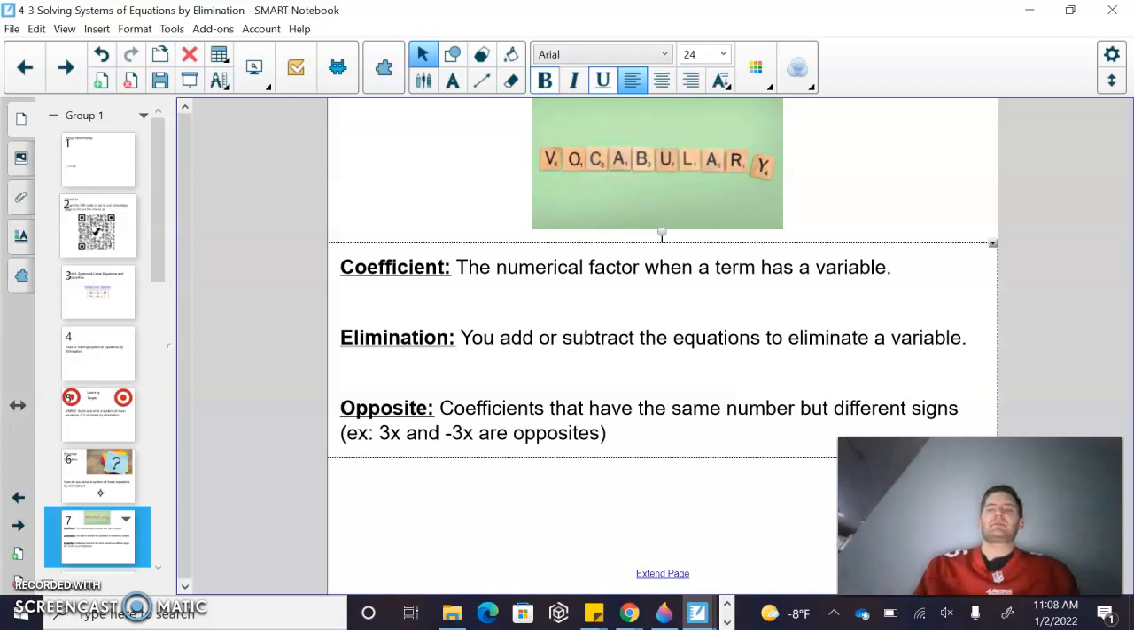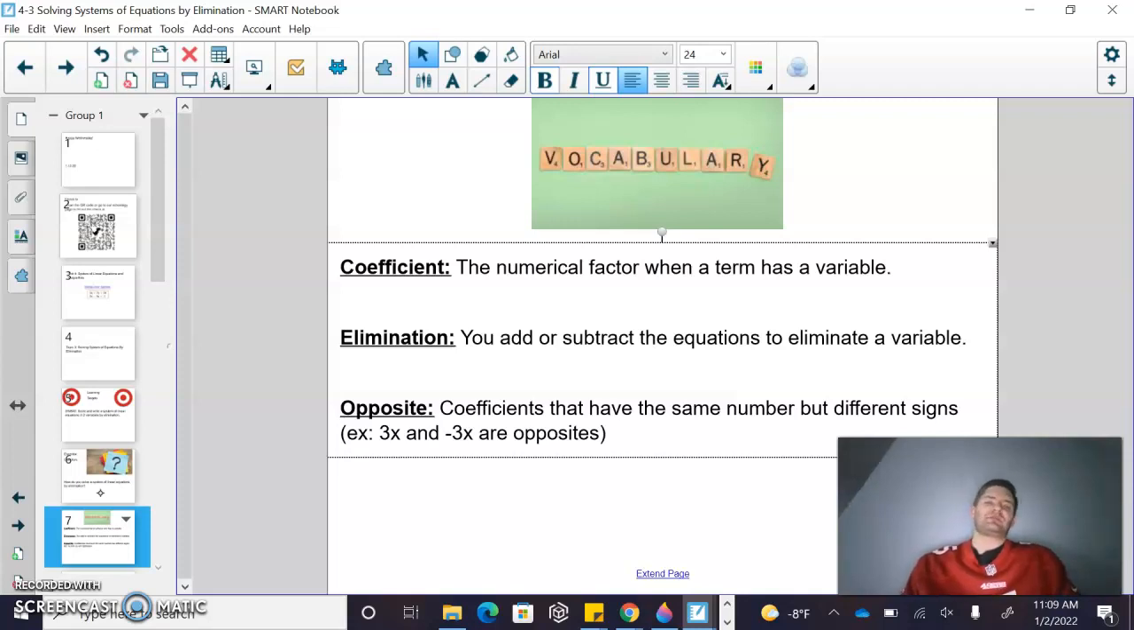So here's our vocab. Hopefully you make sure to write these three definitions down. We talk about coefficient. We're talking about the numerical factor when a term has a variable. Basically, it's the number that's in front of the variable. Elimination, meaning that you add or subtract the equations to eliminate a variable. That is the elimination method.